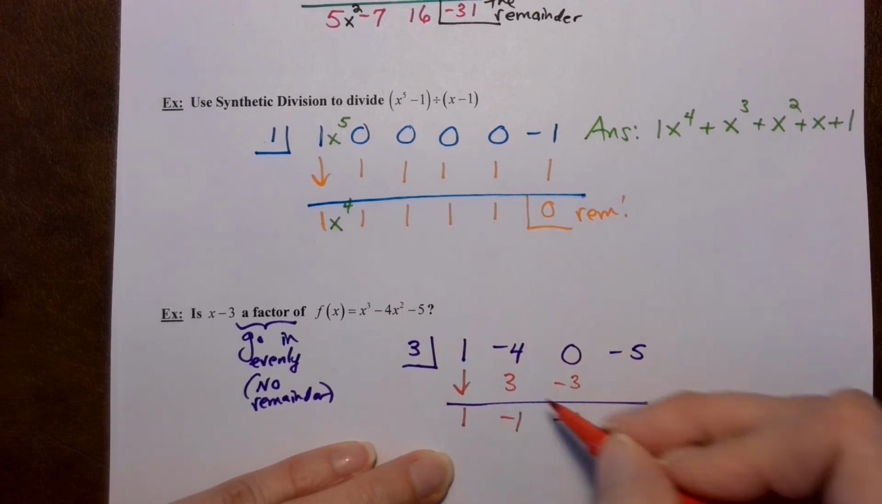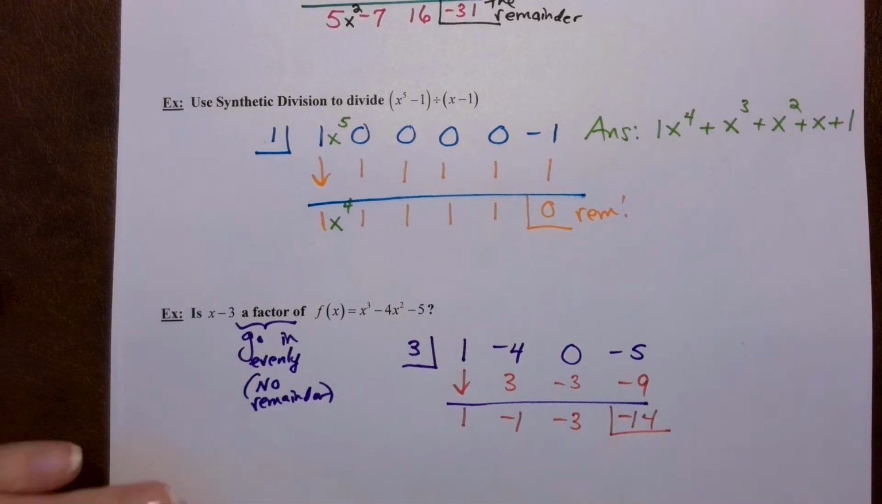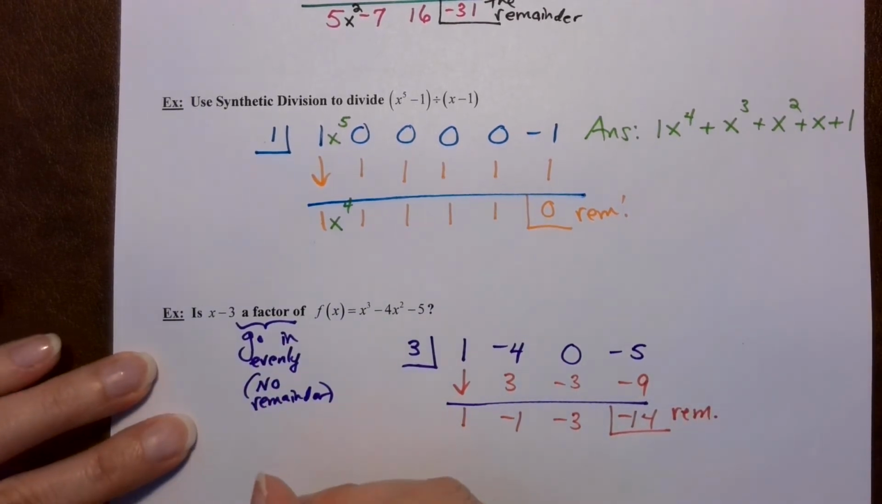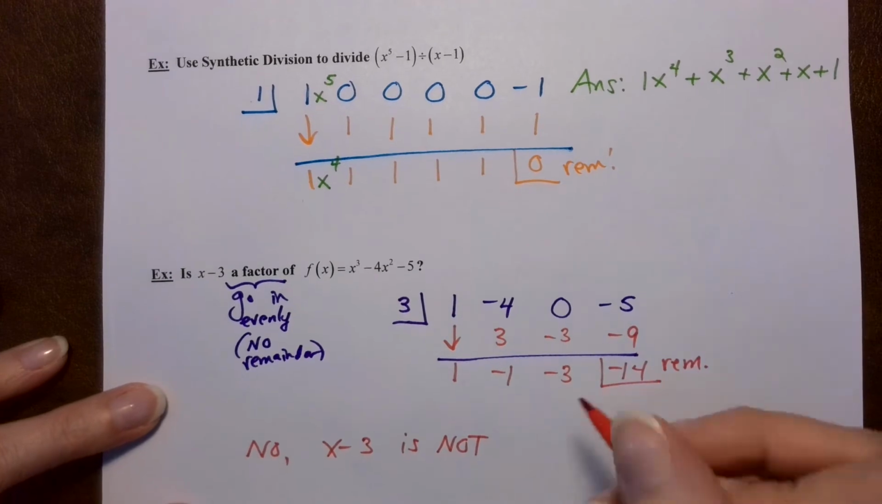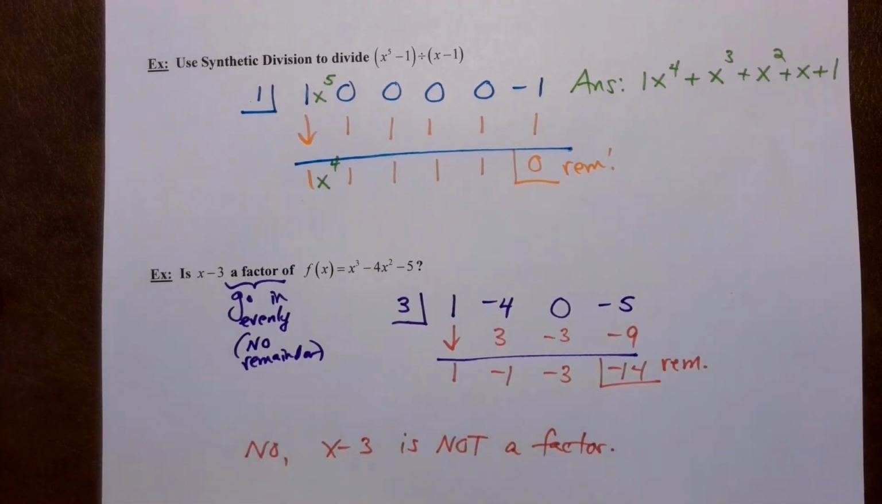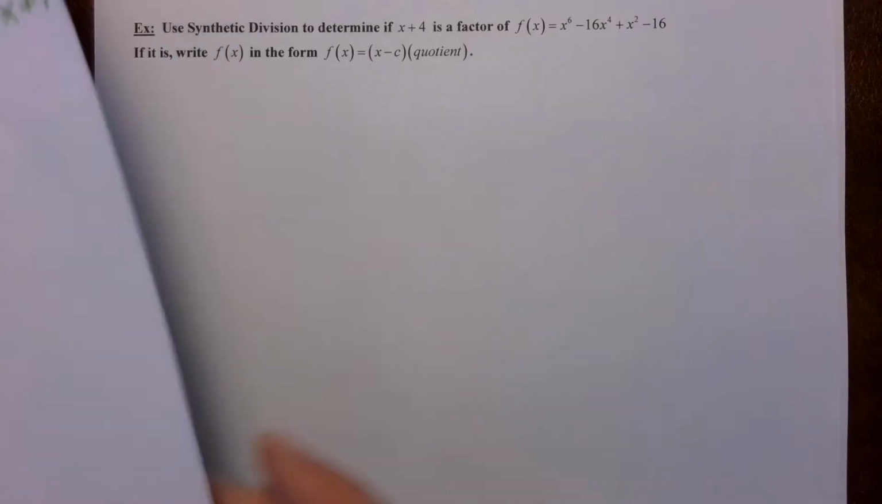Add them together, negative 9. Oh, okay. This is the remainder, okay? Is it a factor? No. X minus 3 is not a factor, okay? Because I got a remainder. All right, let's go to the next page.